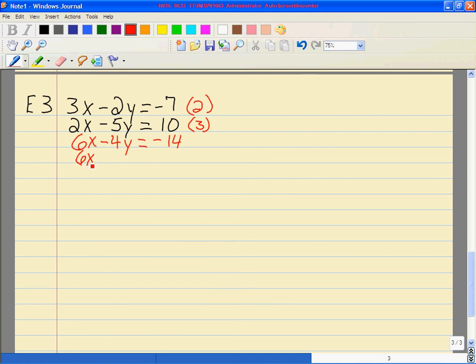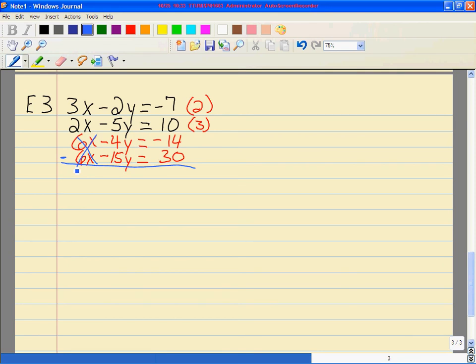Then I take your 3, multiply times everything in the second equation. 3 times 2x is 6x. 3 times negative 5y is negative 15y. And 3 times 10 is 30. Now I'm going to change all the signs again, or subtract the two equations, so that they will cancel out. So let's subtract these. 6x minus 6x, these will cancel.